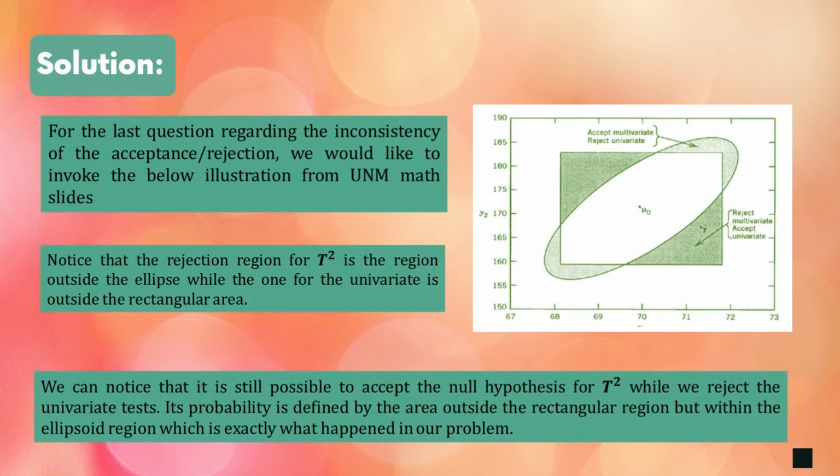And to answer the last question regarding the inconsistency of the acceptance or rejection, we would like to invoke the illustration from UNM math slides. So notice that the rejection region for T squared is the region outside the ellipse, while the one for the univariate is outside the rectangular area. So we can notice that it is still possible to accept the null hypothesis for T squared while we reject the univariate test. Its probability is defined by the area outside the rectangular region but within the ellipsoid region, which is exactly what happened in our problem.